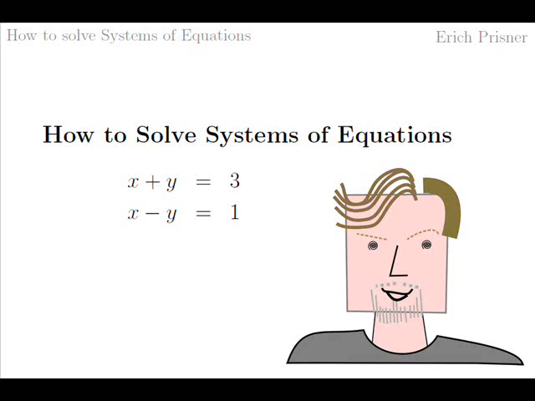Here is an example of a system of two equations in two variables, x plus y equals 3 and x minus y equals 1. It is possible to have even more equations, but usually one also has more variables then. Usually there are as many equations as variables.